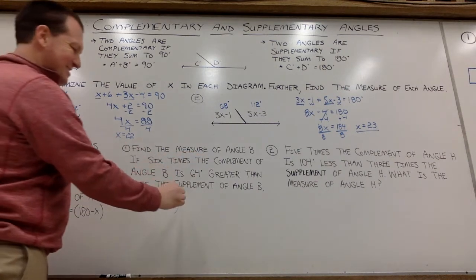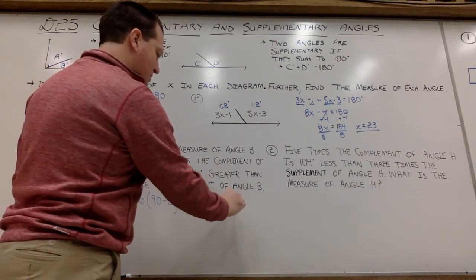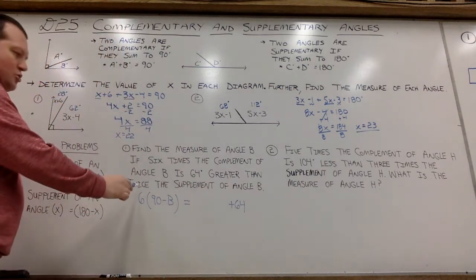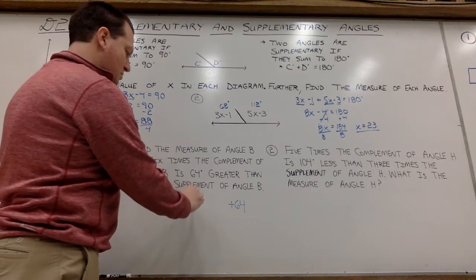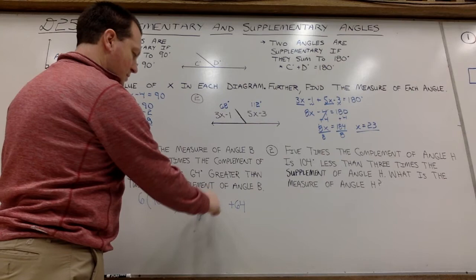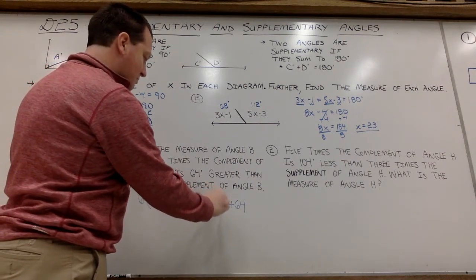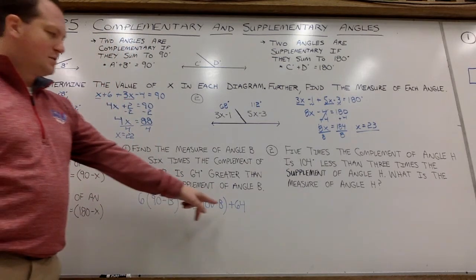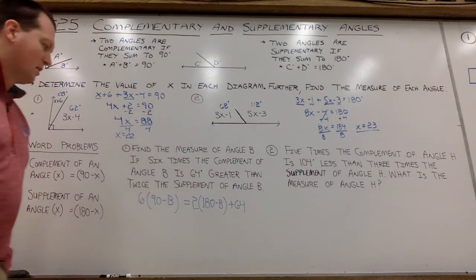Then I see is equals 64 greater. So I'll put a plus 64 at the end. Is 64 greater than twice the supplement of angle B. So twice, multiplied by 2, 180 minus. It would help if I put the 0 in there on 180 minus b. All right, so there's my setup. 6 times the complement of angle B is 64 degrees greater than twice the supplement of angle B.